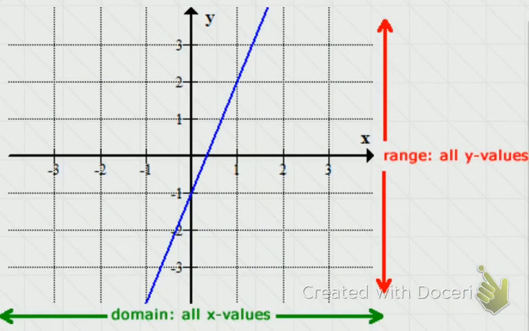A linear graph has all x values and all y values. So the range is negative infinity to positive infinity, and the domain is also negative infinity to positive infinity.